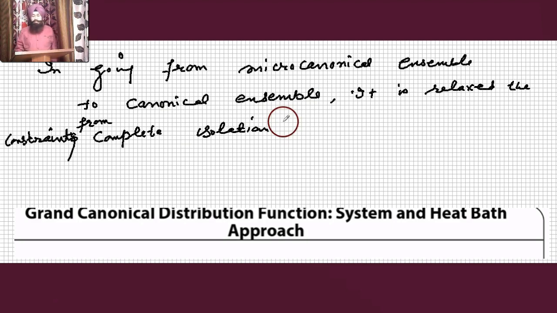While going from microcanonical to canonical ensembles, there was a constraint in the case of the microcanonical ensemble, and that constraint was complete isolation. Now, this constraint is relaxed in the case of the canonical ensemble.